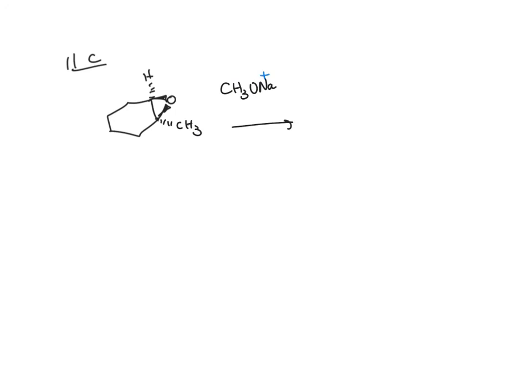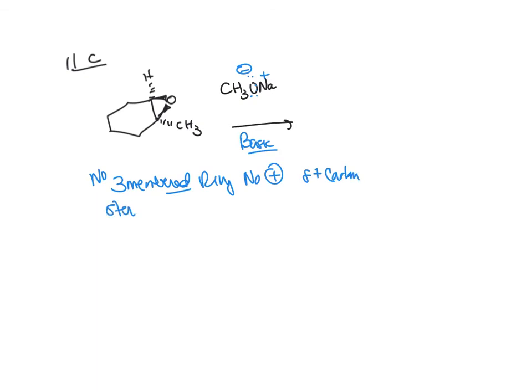So you would need to recognize that that's a plus. That means this is a negative, okay? You don't have acidic conditions. This would be considered basic. There's no three-membered ring, okay? So no positive and no delta positive carbon. So this is going to be sterically driven, kind of like an SN2. So this nucleophile is going to go to the least substituted carbon.